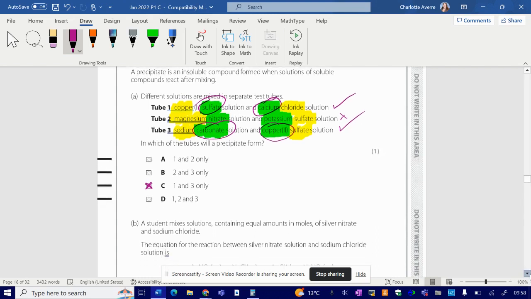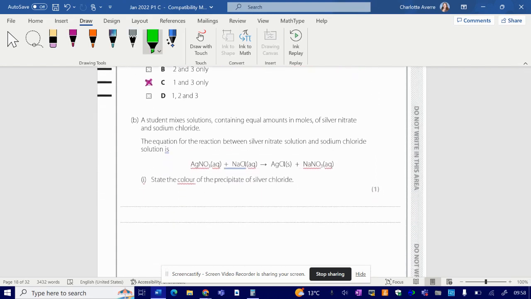Okay, a student mixes the solutions which contain equal numbers of moles. So here I already know that these are going to react exactly. There will be no leftover AgNO3 and no leftover NaCl. State the colour of the precipitate of silver chloride. This is the product of testing for chlorides. Silver chloride is white, silver bromide is cream, silver iodide is yellow.